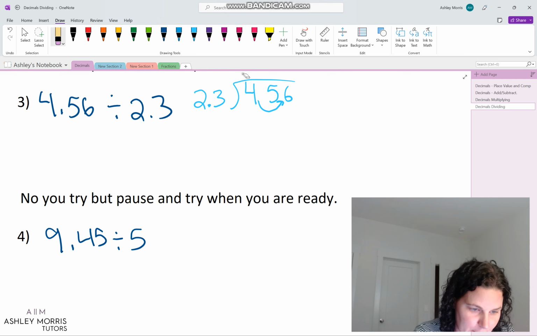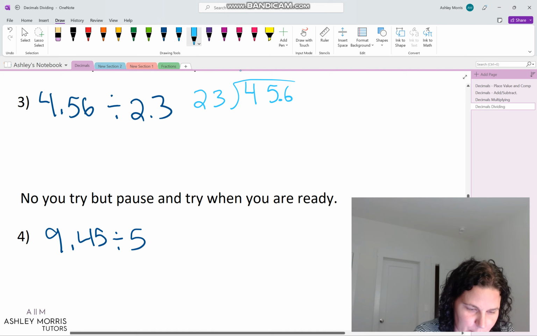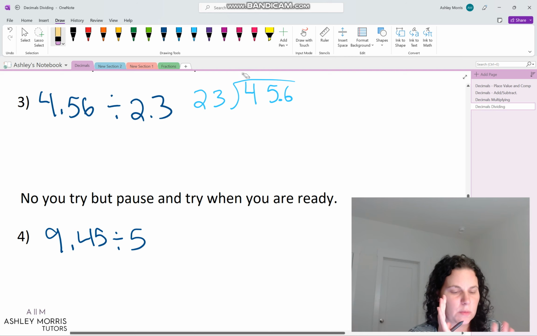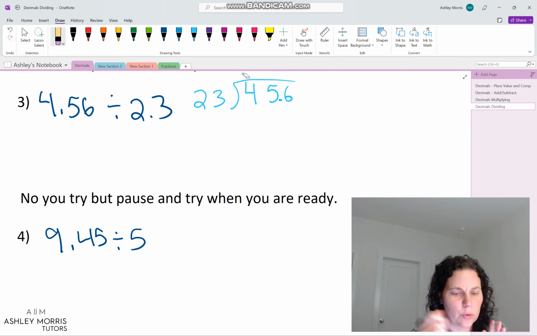And because I like my stuff nice and neat, I'm actually just going to erase it and move it. I don't like it when stuff gets messy. It confuses me. So feel free to rewrite it or move it and then erase it like the original one.